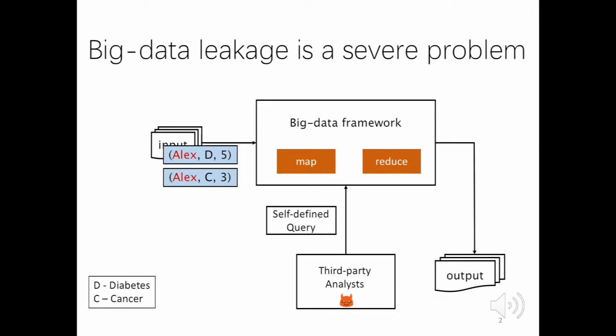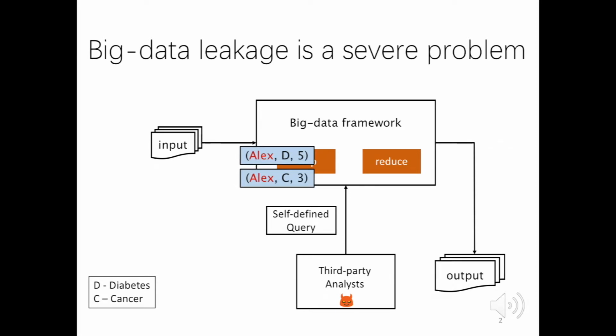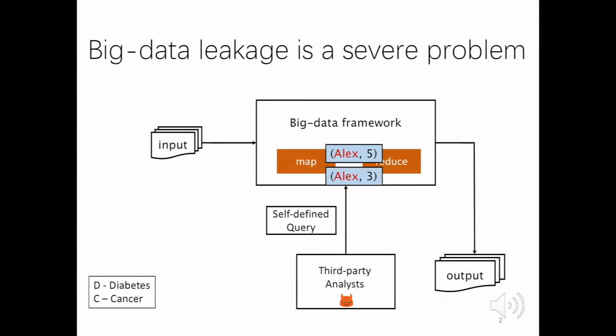And analysts submit a query to sum up the severity of all records. In the map function, the first and third fields are extracted, and in the reduce phase, the severity is summed up. But if the analyst writes a query that writes sensitive data, such as Alex, directly through the I/O channel in the reduce query, sensitive data may be leaked.